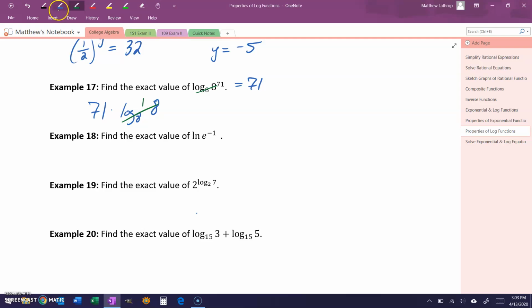Example 18 would be very similar. Keep in mind if we have ln, that natural log statement, that's a log base e of e to the negative 1. That log base e and exponential base e would undo each other as inverse operations, leaving us with just negative 1. In example 19, we have 2 raised to the log base 2 of 7 power. Again, this isn't terribly intuitive, but if we keep in mind that idea that exponentials and logs are inverses of each other, as long as those bases are the same, those two functions will just undo each other, leaving us with 7.